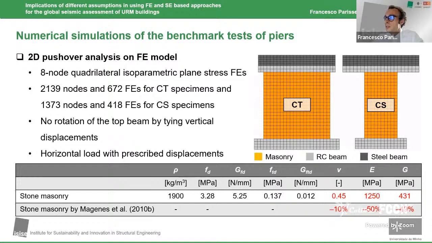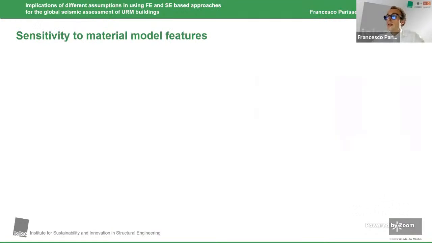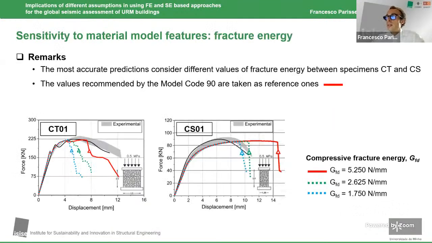And the main differences in terms of material properties with the ones estimated by Magenes in the material characterization test are that we assumed a halved elastic modulus for the sake of comparison with the experimental test. And regarding the sensitivity analysis that we performed, these are the main results.